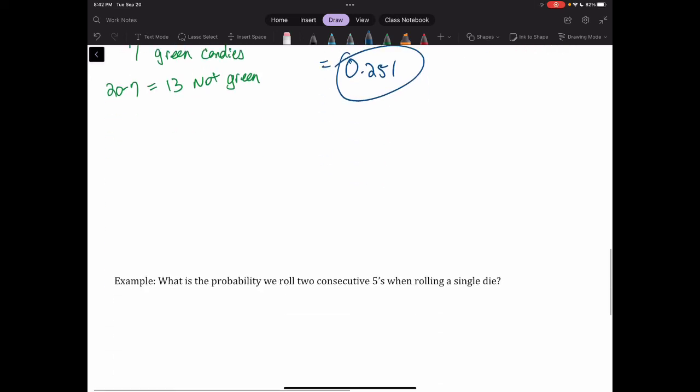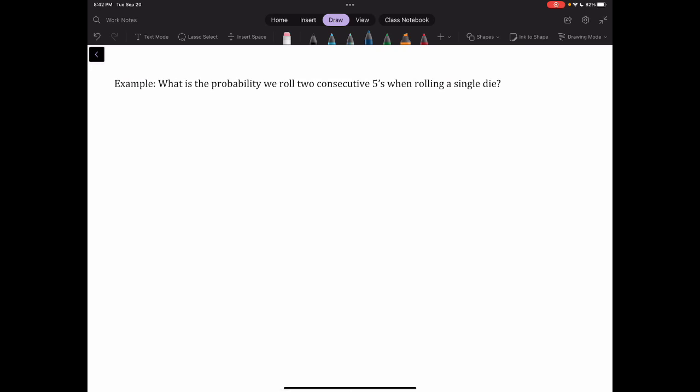Okay, moving along. Last question here is, what is the probability we roll 2 consecutive 5s when rolling a single die? Okay, so now this is a situation where this is done with replacement essentially, right? Because whenever we roll a die, we can't really take it out, right? So anyways, what are the 2 events? Well, the first event, A, is that we need to roll a 5 on the first roll. Event B is that the second roll needs to also be a 5.